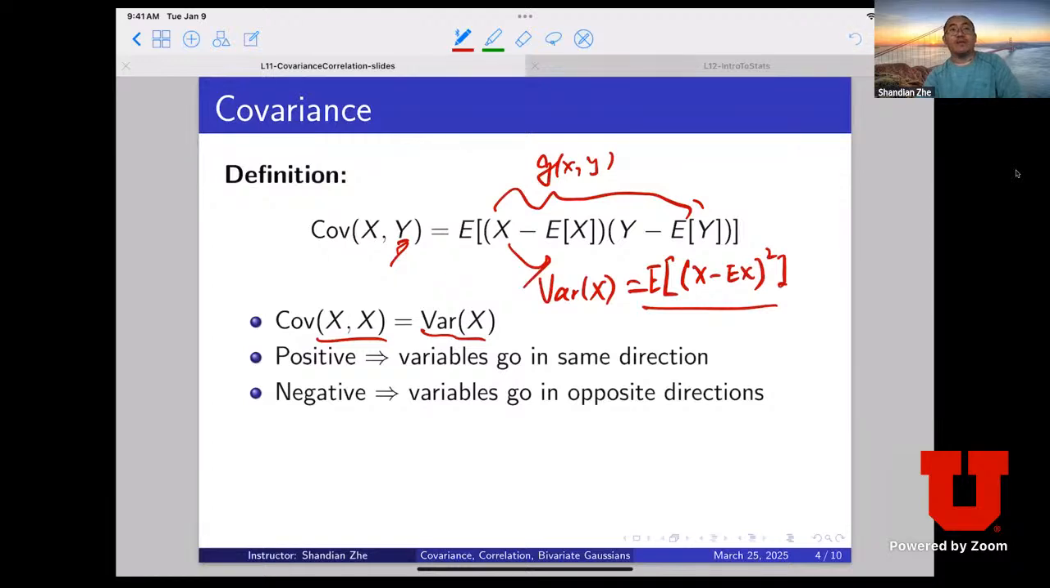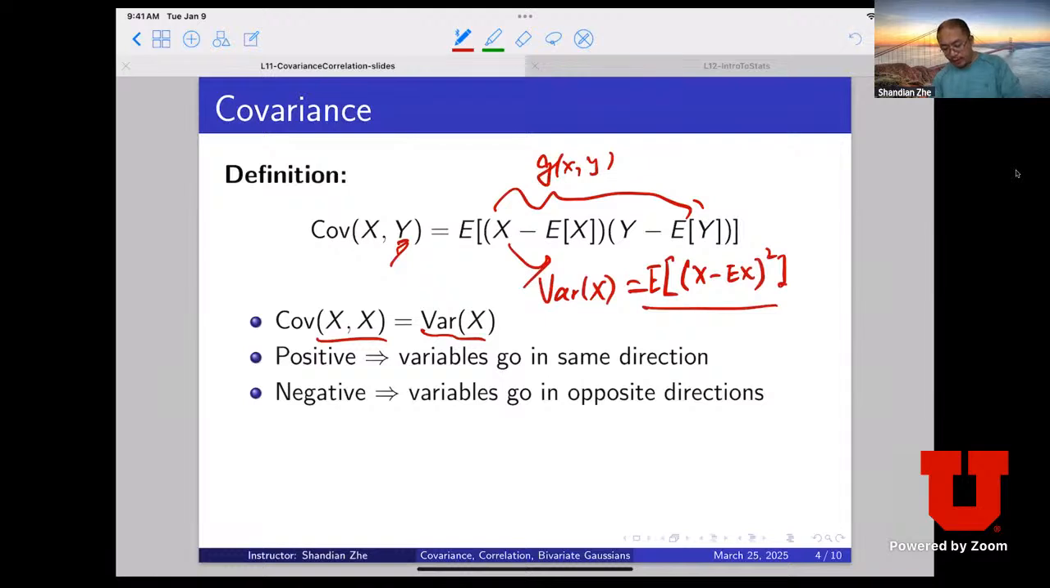So what's the meaning of the covariance? What kind of intuition underlies the definition? Covariance represents, to a certain degree, how much the variable X and the variable Y vary together. So what does it mean?